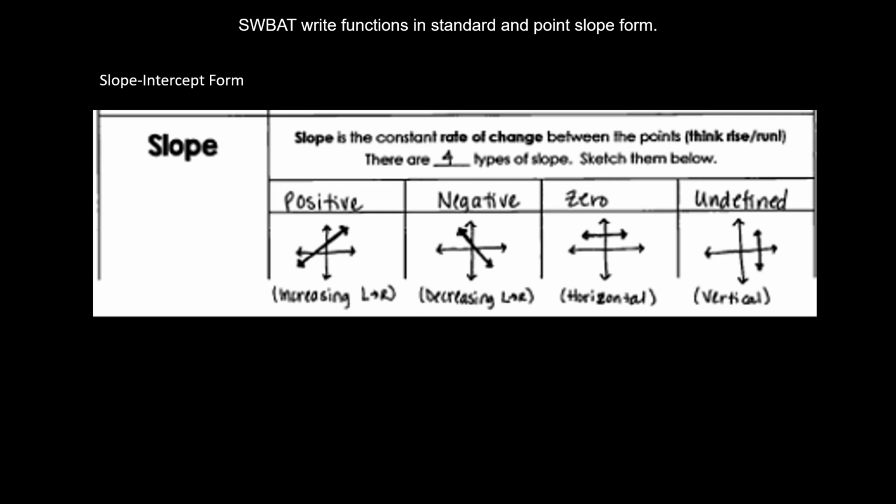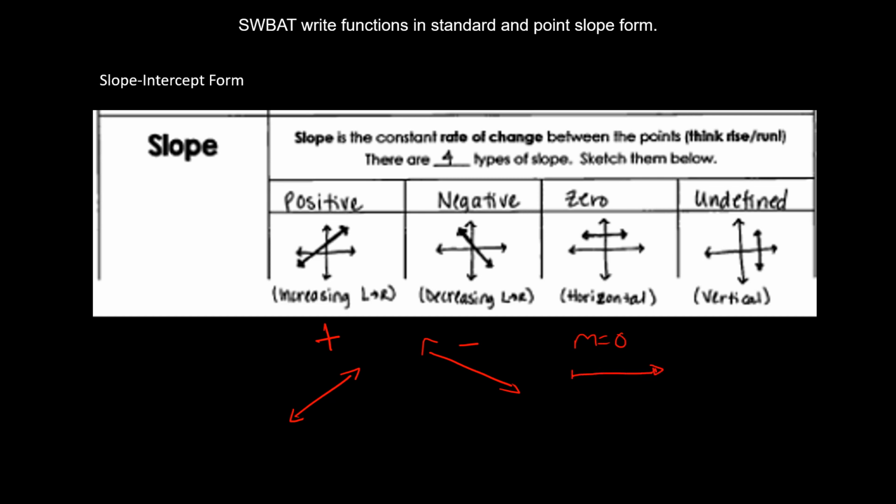So when we talk about slopes, slope is a constant rate of change between the points. You guys typically know this as rise over run. There are 4 types of different slopes, and we're going to go ahead and just observe the sketch. When you see these positive slopes, we're going to be going up or rising, increasing from left to right. When we have a negative slope, we're going to be going down from left to right. We would be decreasing.